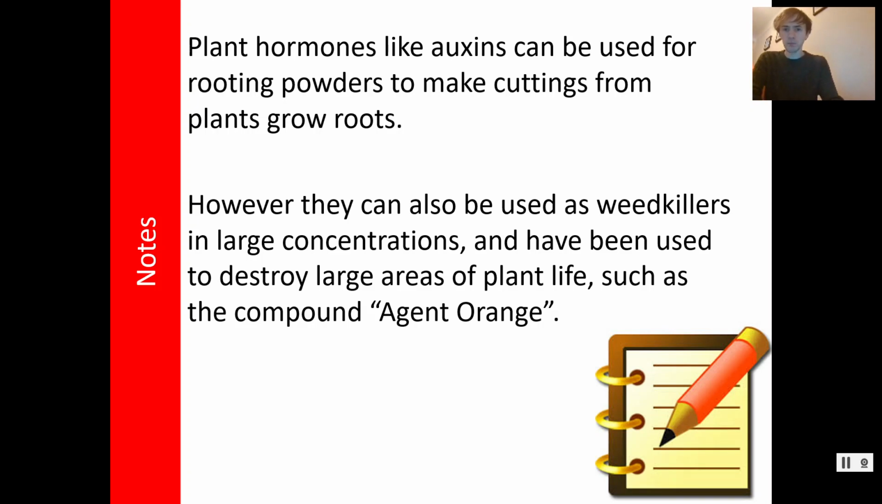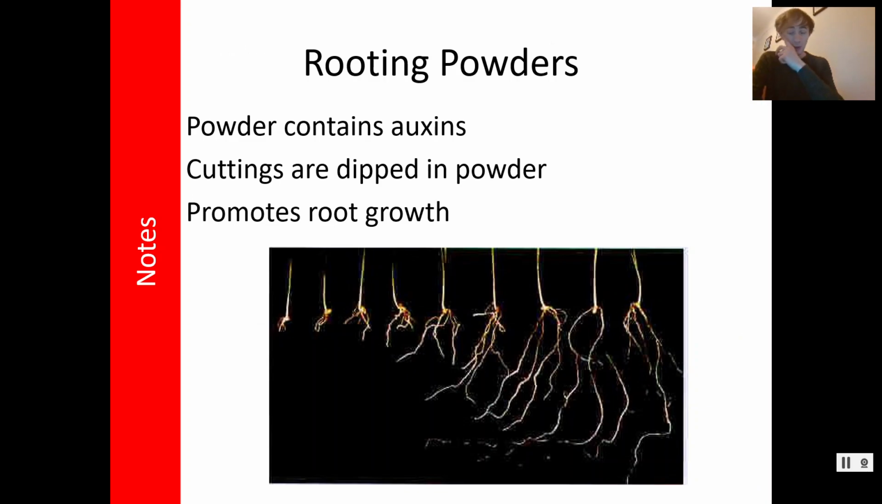Now, rooting powders. I'd like you to take down these notes, they are important. So rooting powders we're going to learn all about in year 11. We touch on them now because they contain a hormone a lot like auxin, or in fact auxin. So there are several hormones which are a bit like auxin. You can either contain one of those or auxin itself.